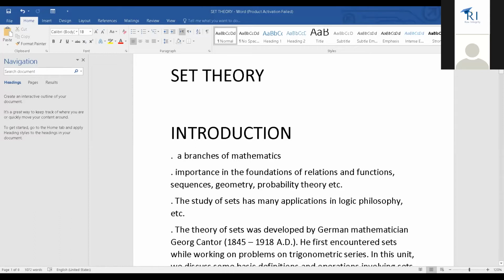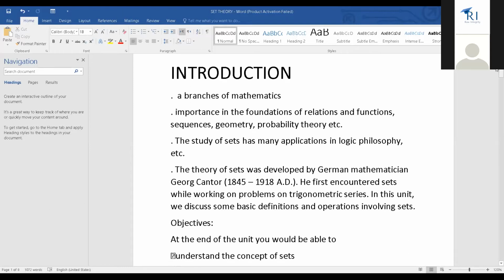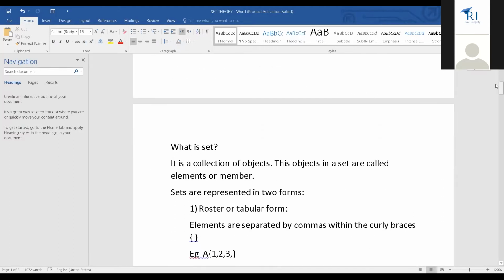First, I'm going to give an introduction to set theory. It's a branch of mathematics, as we all know. The importance of set theory is that it is used for the foundation of relations, functions, sequences, geometry, probability theory, etc. The study of sets has many applications in logic, physics, physiology, etc. It was developed by a German mathematician, Georg Cantor. He first encountered sets while working on trigonometric series. In this unit, we're going to learn about set theory and all the related topics.